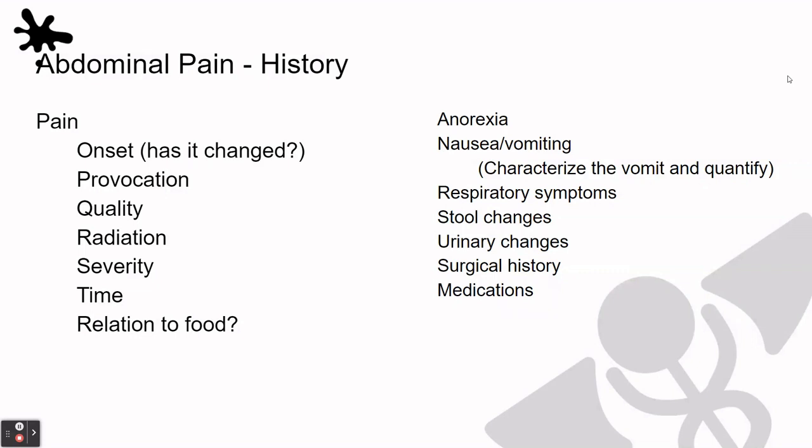Other things that are not pain related: anorexia. Have you lost your appetite? Are you having nausea and vomiting? Can you characterize the vomit? Is it bile? Is it red? Is there changes in color? Can you quantify? People will say things like, "Oh, I've been vomiting all day." Like, okay, but how many times have you actually gone to the bathroom to vomit? Like, well, three. Okay, that's not really vomiting all day. But any respiratory symptoms, again, that abdominal pain that turned out to be pneumonia, stool changes, urinary changes. That bladder is sitting right there, right?